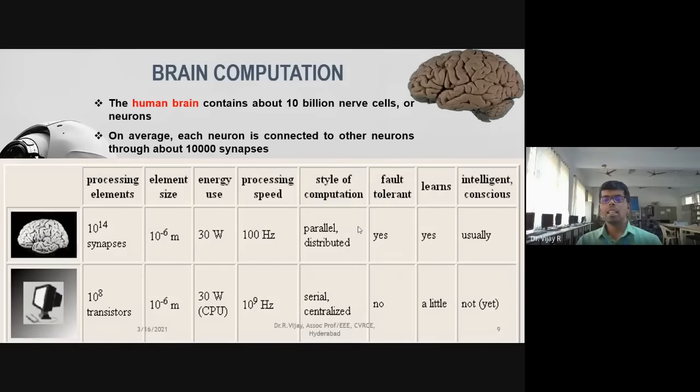Serial and centralized processing is that, and there is some fault tolerance in the human brain. For example, immediately a fire accident is happening in front of you. The human brain can think how to get rid of that fire accident, or what we should do, so that you can stop the fire. But in your programming, it will not think. You watched that film, no.